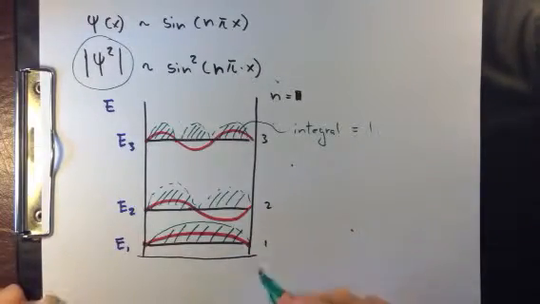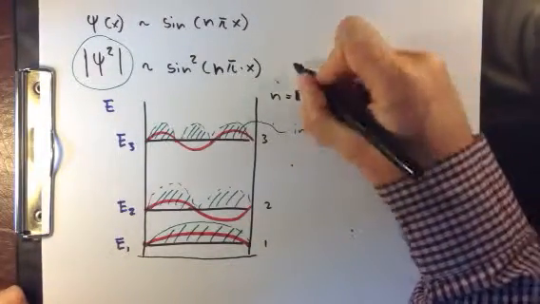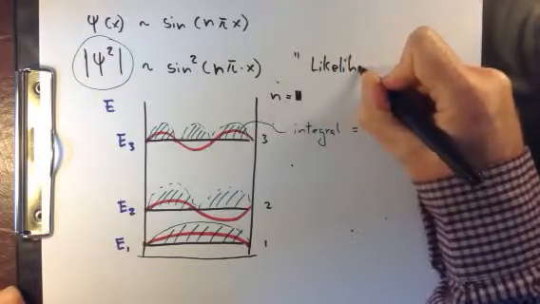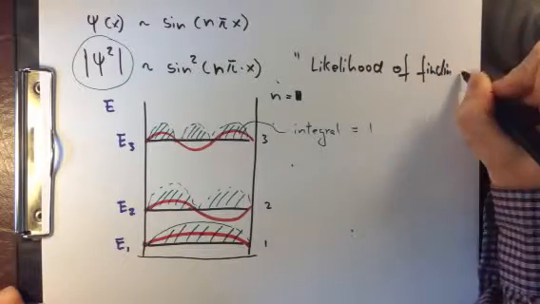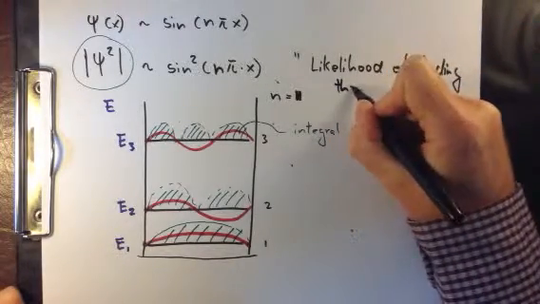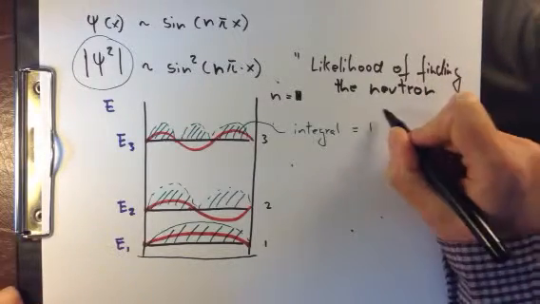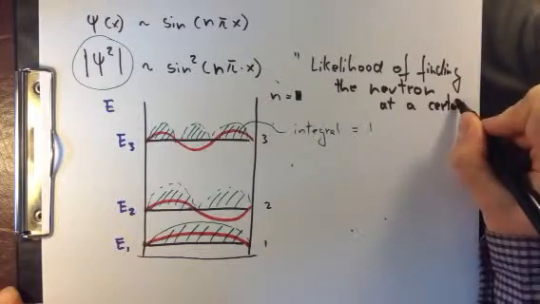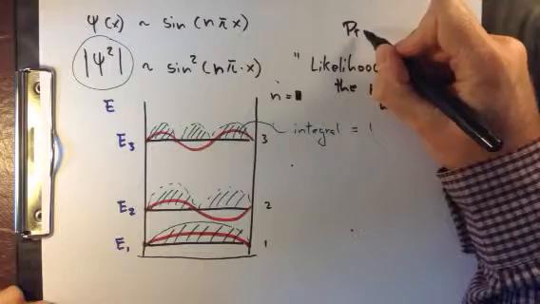It is apparent that the probability densities, which indicate the likelihood of finding a particle at a certain position, in this case the neutron, the likelihood of finding the neutron at a certain x, that is the probability density, psi squared.